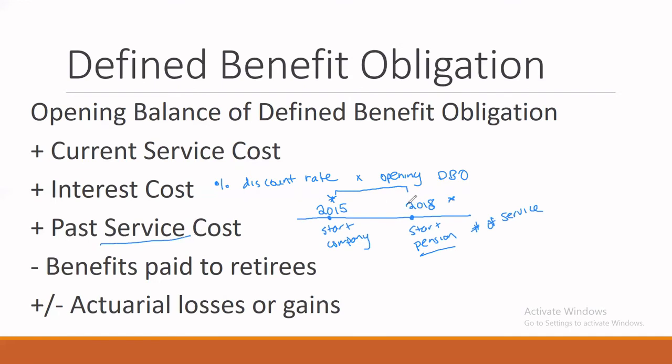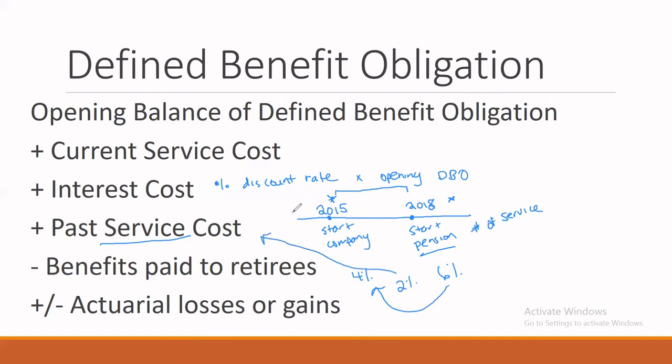Another example of past service cost is if you change something in your plan. So let's say in 2015 you had a pension and you said that you're going to put 4% of everyone's salary into the pension. And then maybe a few years later you changed it to say 6%. So what you should do is go back and make up for that 2%. That 2% difference would be a past service cost.